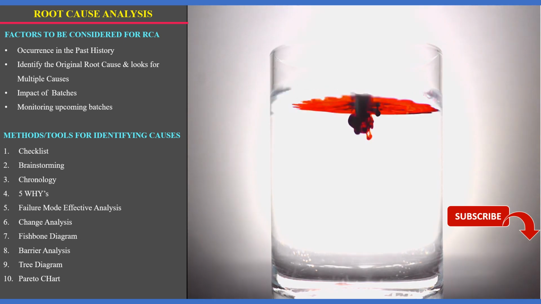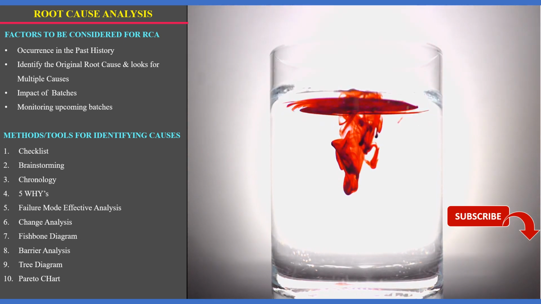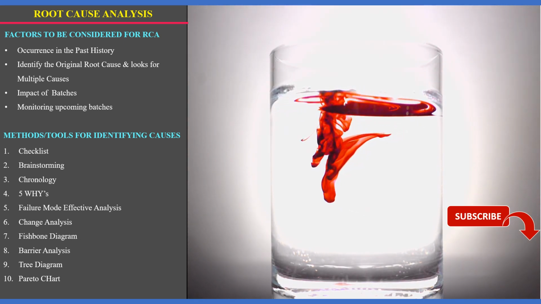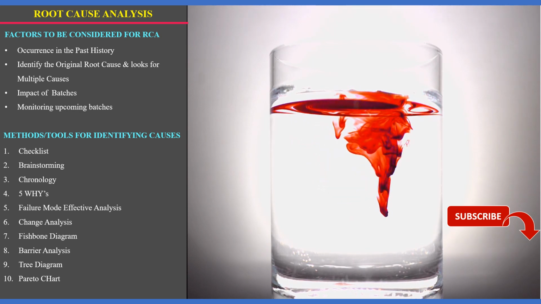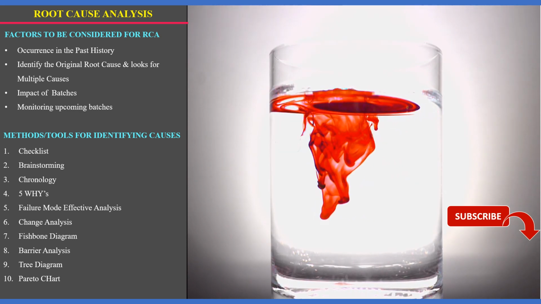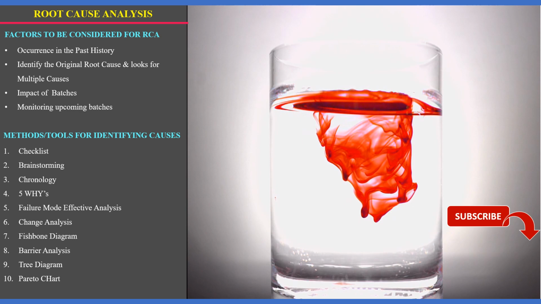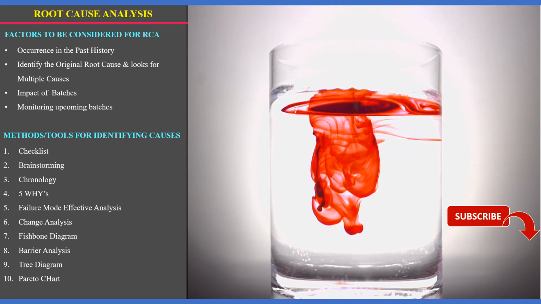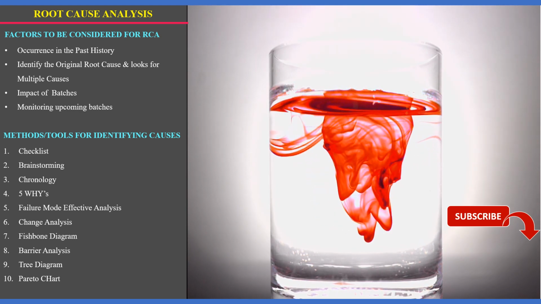So what are the factors that need to be considered for a root cause analysis? The first factor to be considered is the occurrence in the past history. Second is to identify the original root cause and look for multiple causes. Third is the impact on batches. Fourth is the monitoring of upcoming batches.